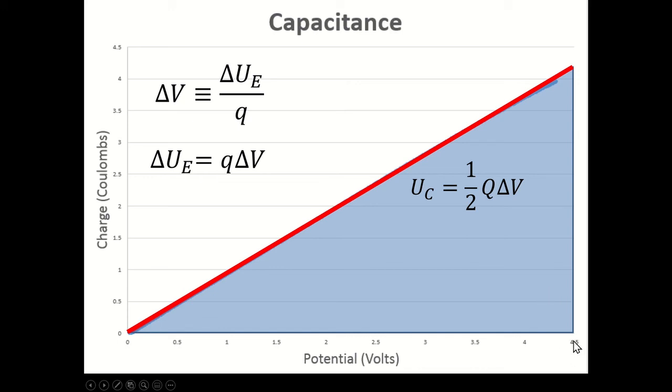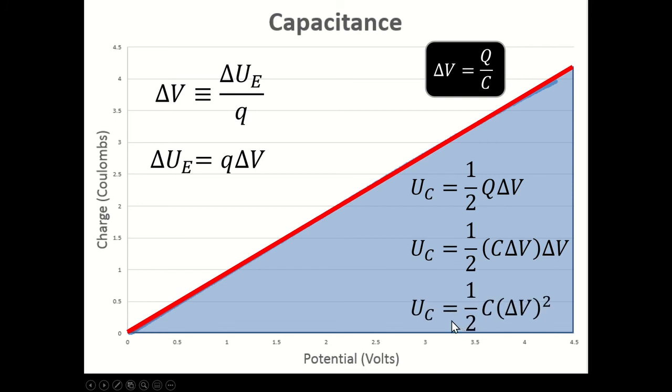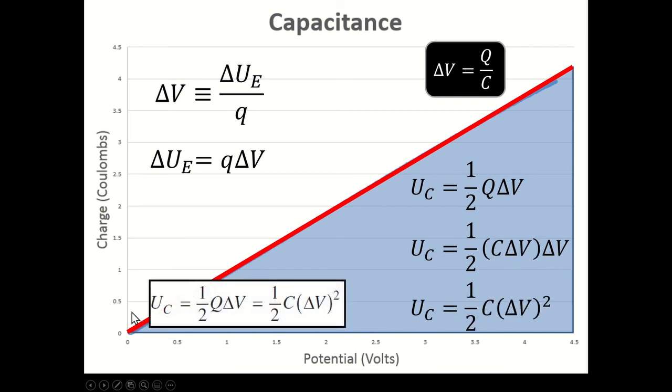So when you have 4.5 volts on there and a little bit more than 4 coulombs of charge, multiply those two, divide by 2, and that would be the total potential energy of our capacitor. And then remember that charge is going to be the same thing as the capacitance times the voltage. So we substitute in capacitance times voltage, and we get 1/2 capacitance times voltage squared. And that's an equation that's on our equation sheet as well.